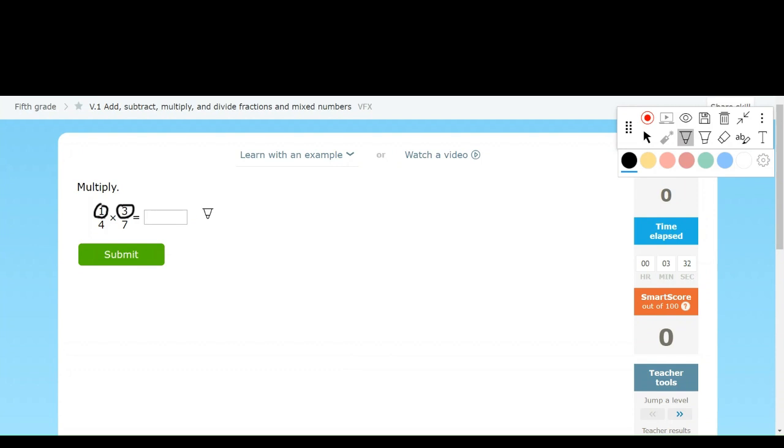In this case, 1 times 3 gives me 3. Draw the fraction line, and then you multiply the bottom number of the fractions together. 4 times 7 in this case is 28. And usually you want to check to see if you can simplify this fraction down further. In this case, 3 over 28 is the simplest form of the fraction.